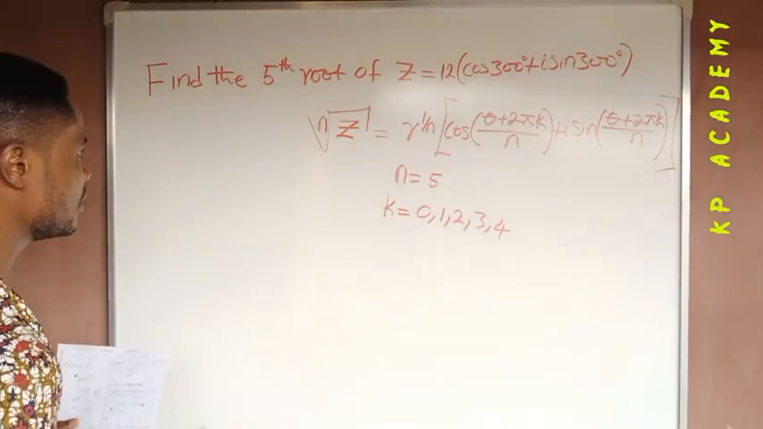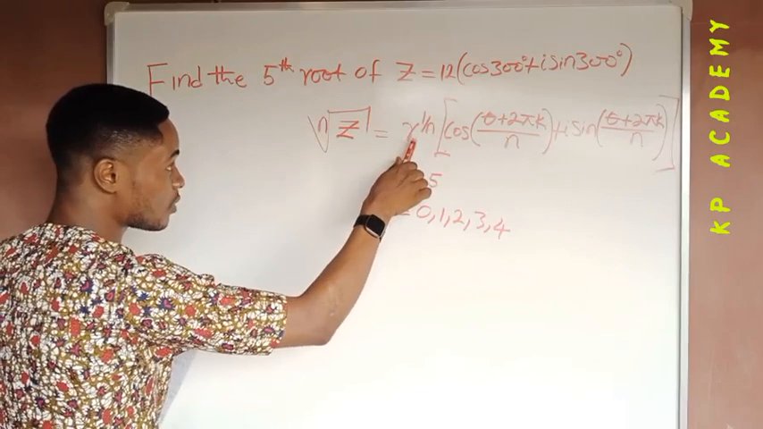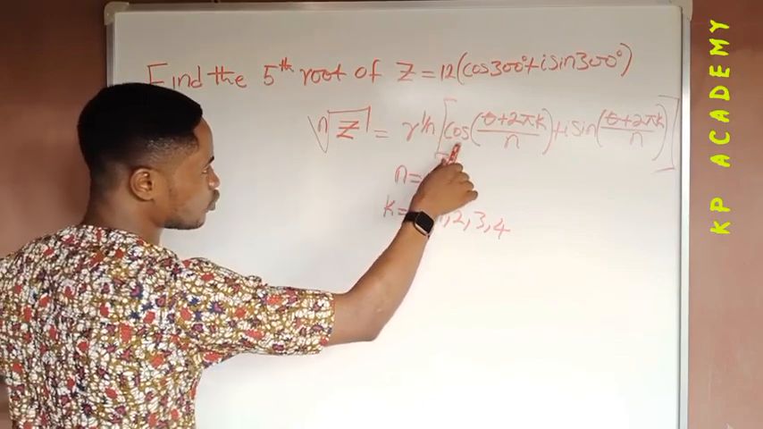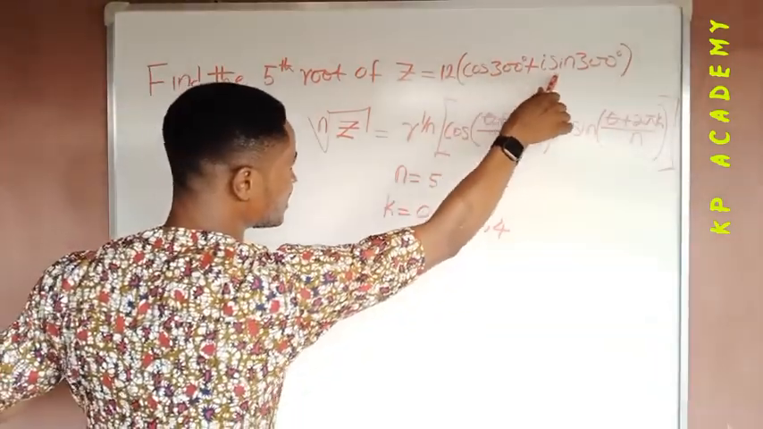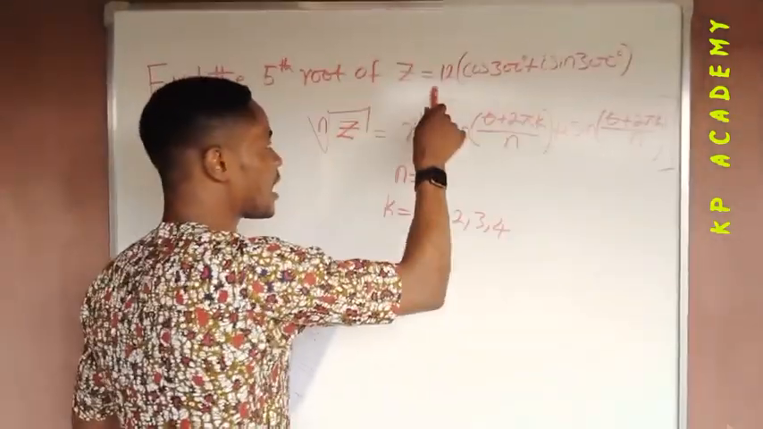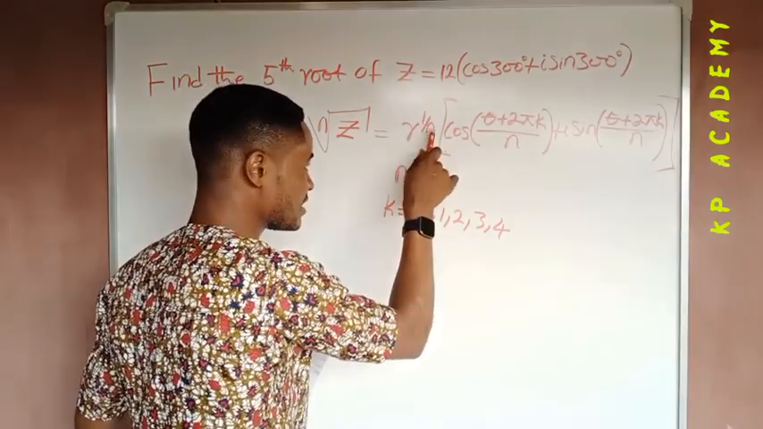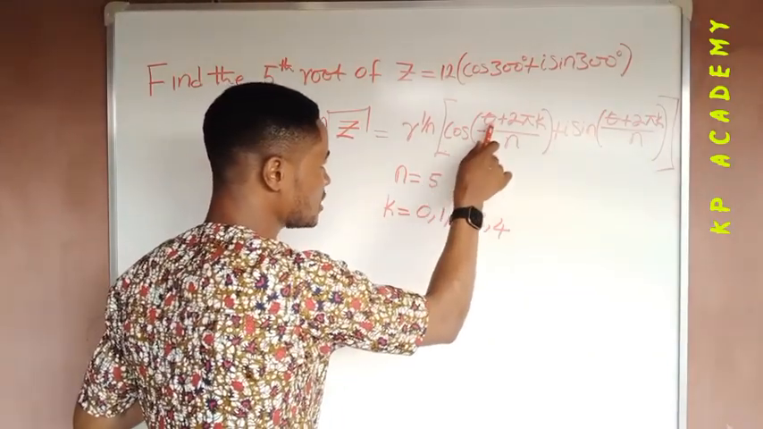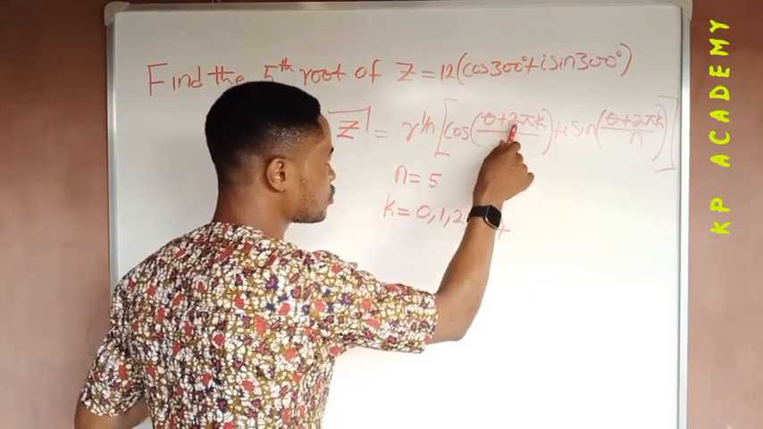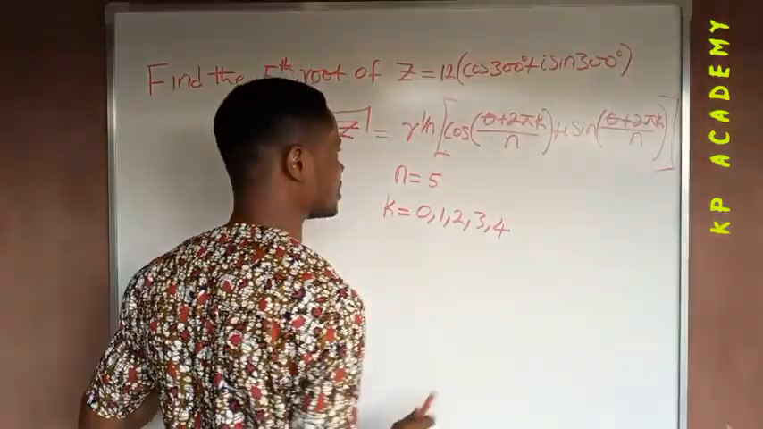Now, to solve this problem, the fifth root of this complex number z is going to be r, which is the modulus, raised to power 1 over 5, because n is equal to 5. Now into cos of theta plus 2 pi k all over n. This theta here is nothing but the angle you are seeing here, the argument. From the complex number given, our r here is 12. So this is 12 raised to power 1 over 5, since n is equal to 5. Into cos, theta is the argument, which is 300 degrees. So 300 plus 2 pi k all over n, which is 5. The same thing applies on the sine part.